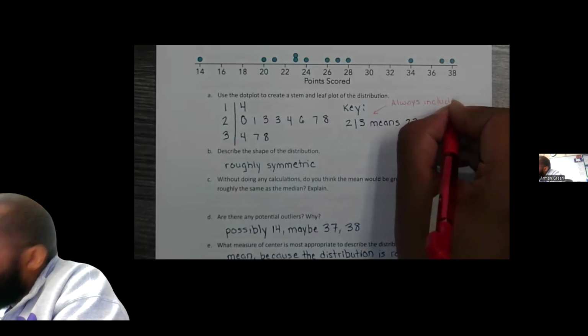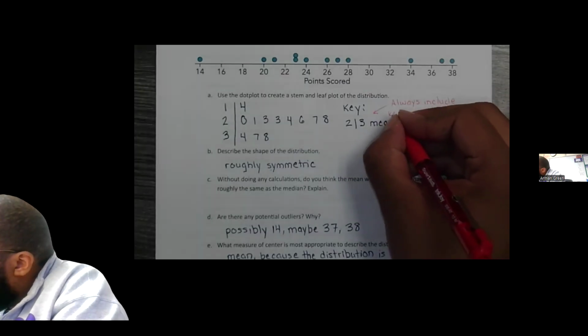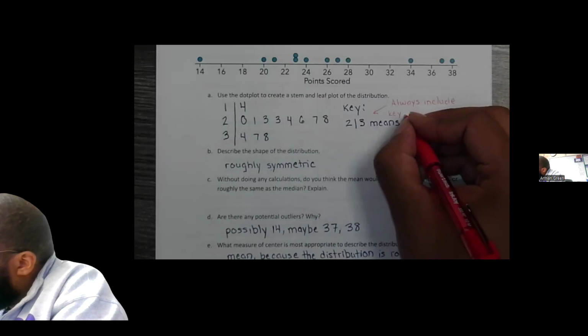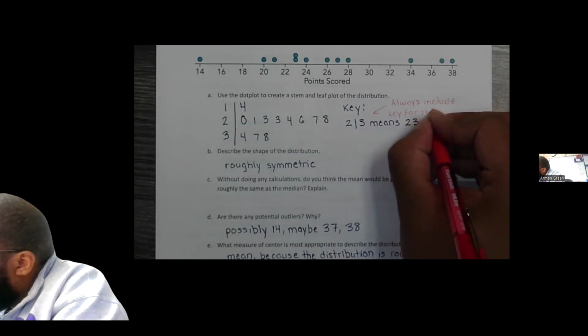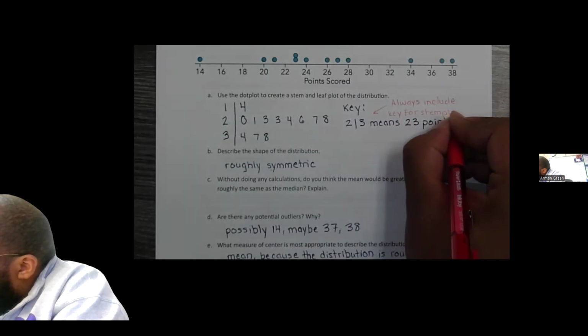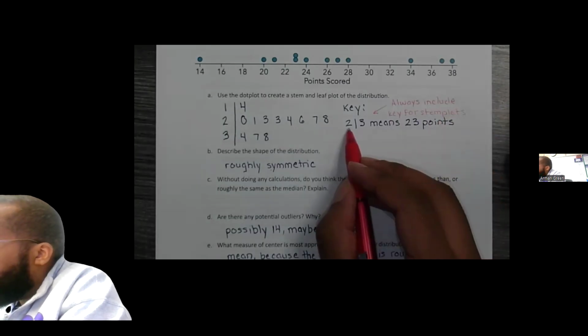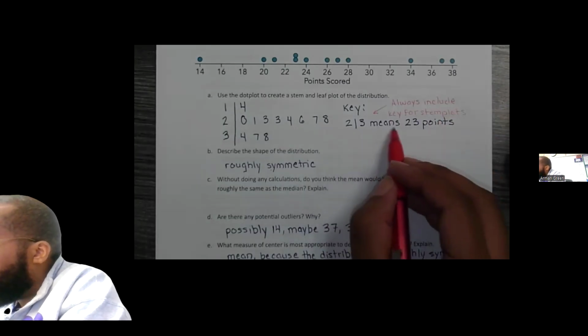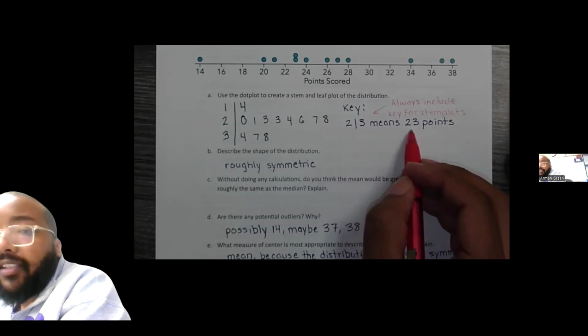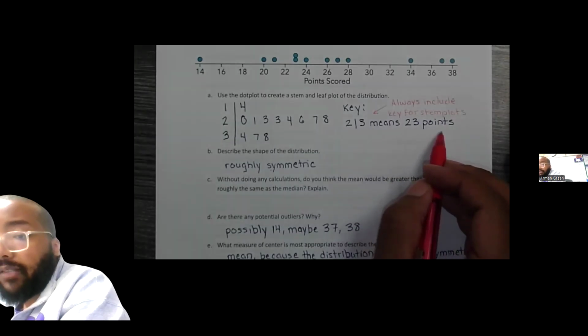If you're creating this, it is important that you include a key for a reader. And note here, I included context. So when we said 2, 3, that's your stem, that's your leaf, that means 23. Our context here is points. So that's why I wrote 23 points.